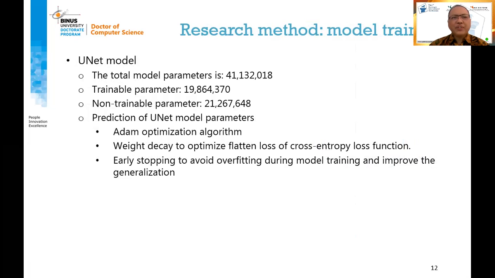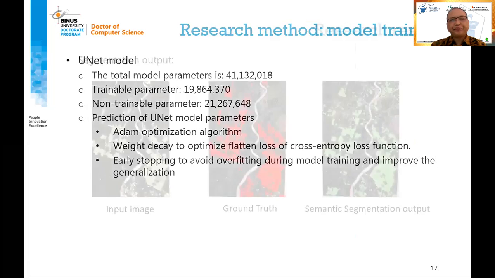In the training process, we use the ADAM optimization algorithm. For this optimization algorithm, we adopted weight decay in order to optimize the flattened loss of the cross entropy loss function. And to avoid overfitting during model training, we use early stopping.